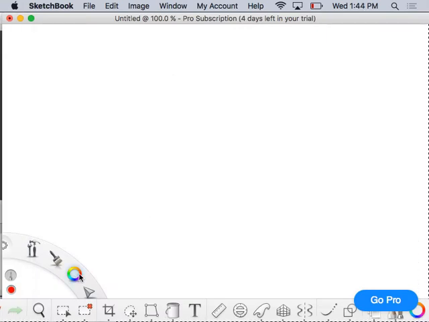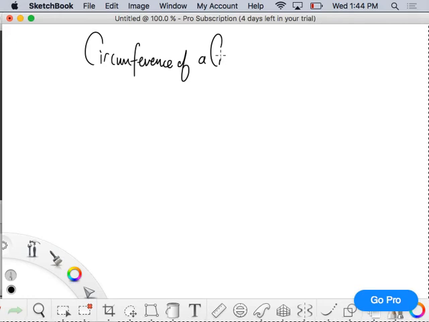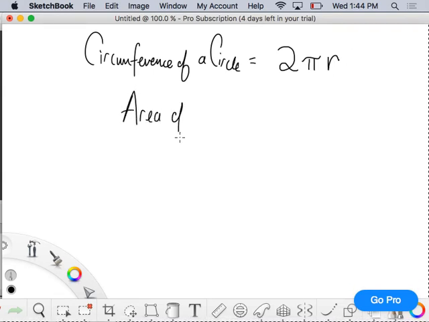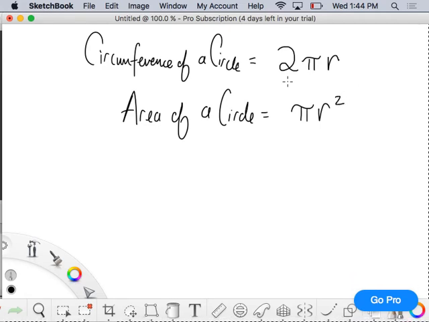Now, here's a question that I want to hear everybody answer. What is the circumference of a circle? Everyone. What's the formula? Pi times diameter. The circumference of a circle is 2 pi r. Okay. What's the area of a circle? Everyone, what's the area of a circle? Pi r squared. Okay. Circumference of a circle is 2 pi r. Area of a circle is pi r squared.